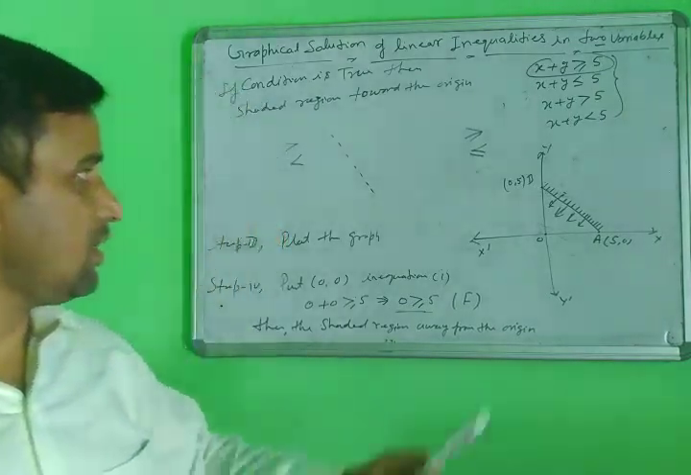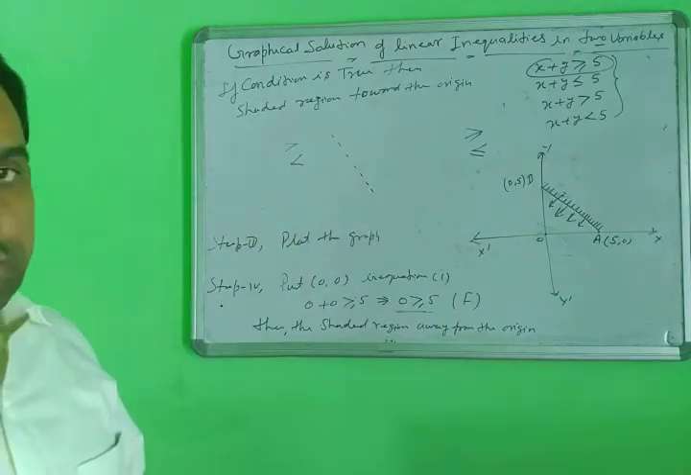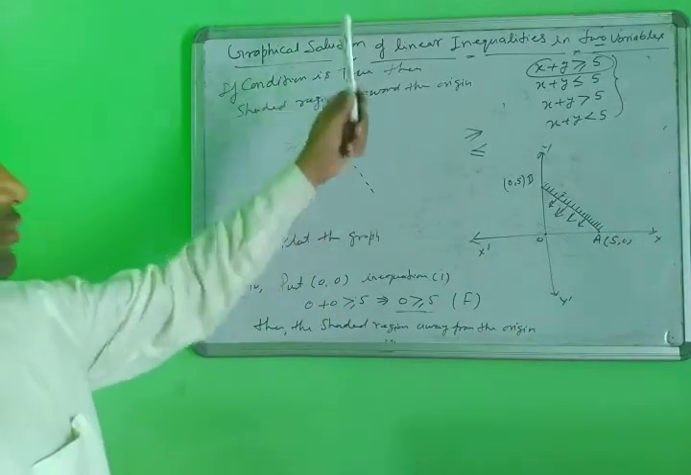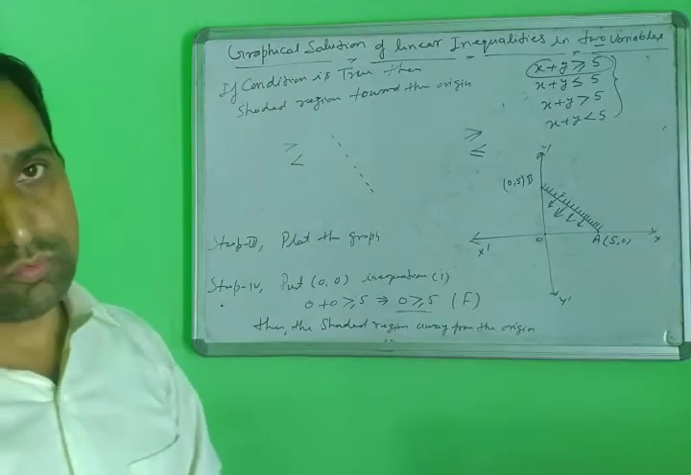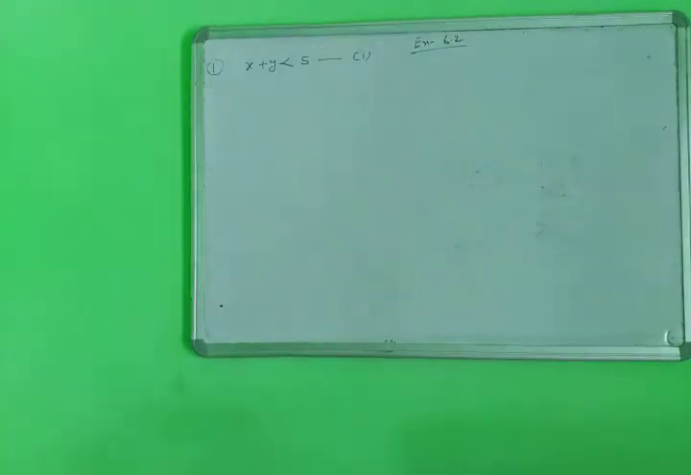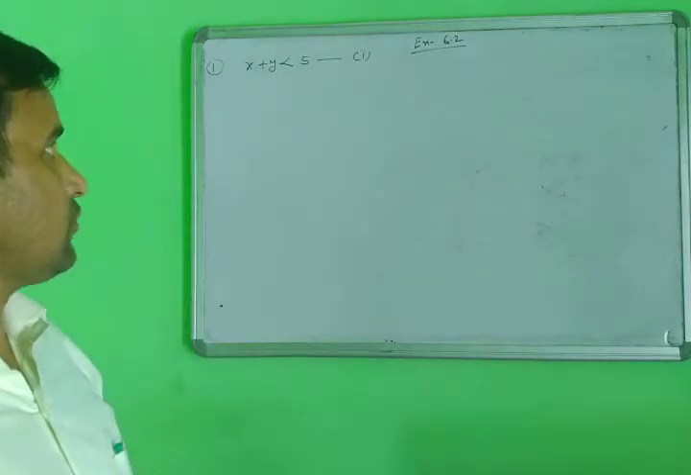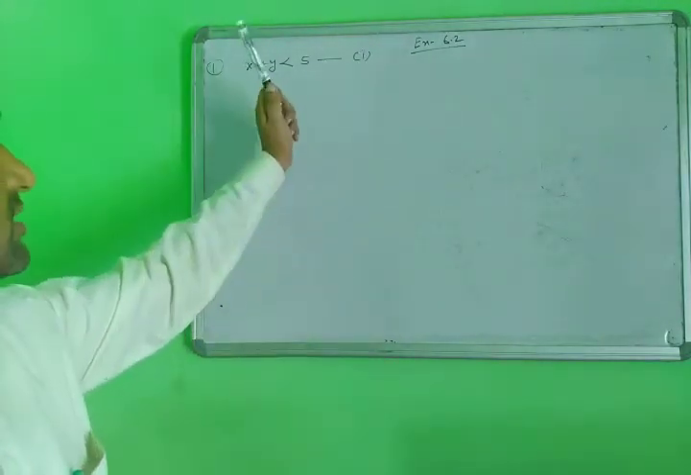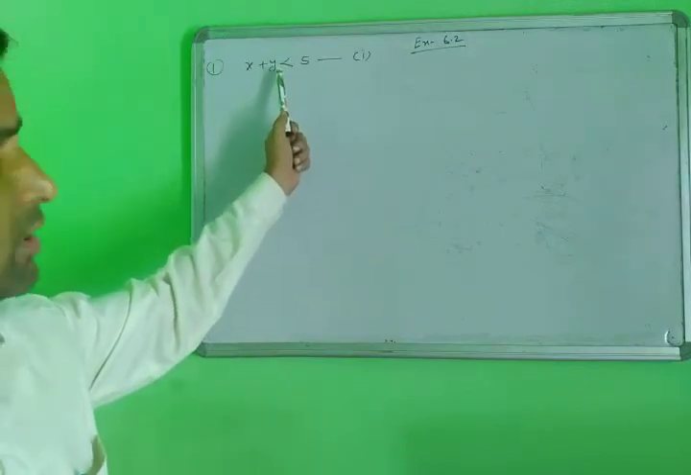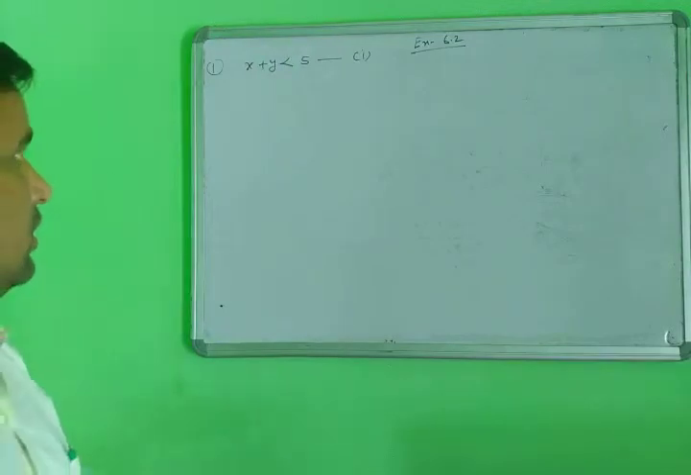Then understand how to find the solution here. This is the basic theme of the graphical solution of linear inequalities in two variables. Yes, note it down. Students, question number one, exercise 6.2. How do we find the graphical solution of this linear inequality? Focus on the less than symbol here.